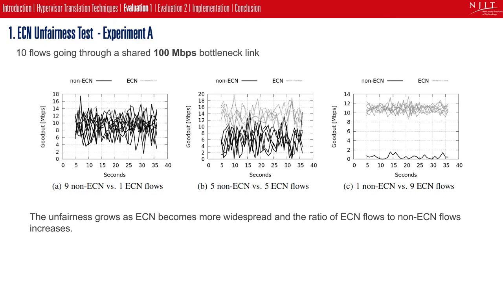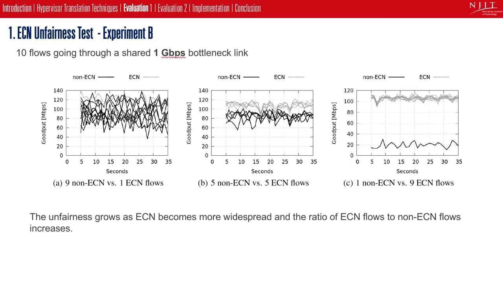The unfairness grows as ECN becomes more widespread and the ratio of ECN flows to non-ECN flows increases. As applications increasingly adopt ECN, the holdout legacy applications become increasingly starved. Limited unfairness between ECN and non-ECN TCP flows was known, given equal numbers of flows in each group.